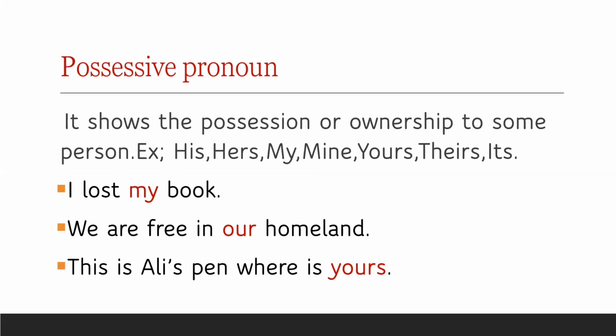Possessive pronoun. It shows the possession or ownership of some person. For example, his, hers, my, mine, yours, theirs, etc. Examples are, I lost my book. Now my here is a possession, so it is possessive pronoun. We are free in our homeland. Our is here possession. This is Ali's pen. Where is yours? Now this is again possession we are using here.